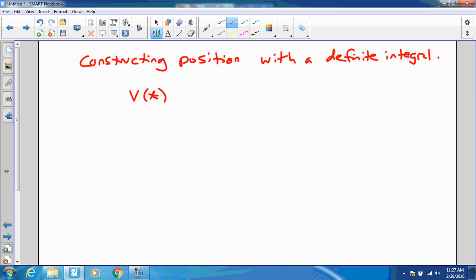What I'd like to be able to do is take my velocity and some kind of initial position, and I'd like to take those two pieces of information and find the position x of t based on that. Now, if I can find an antiderivative, good for me, great. But what if I can't? Because there are a lot of functions that we don't know antiderivatives for. Am I right?